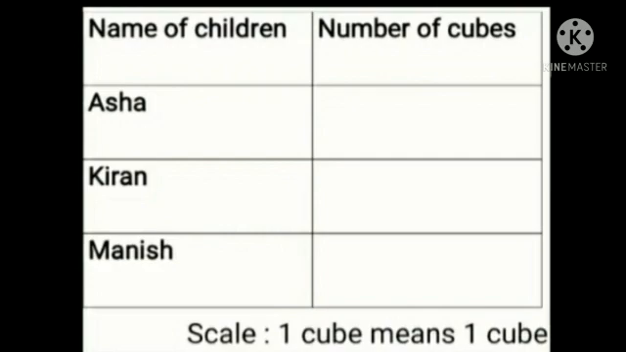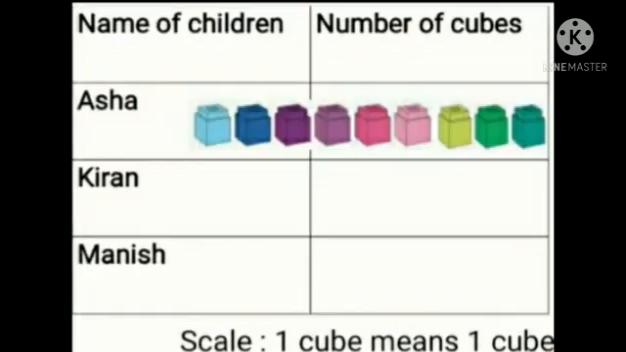Name of the children are Asha, Kiran and Manish. Scale we have taken 1 cube means 1 cube only. So let's see how we are going to solve this sum. Asha is having 9 cubes. So 9 divided by 1 gives you 9. So 9 pictures of cubes we are going to show in front of Asha.